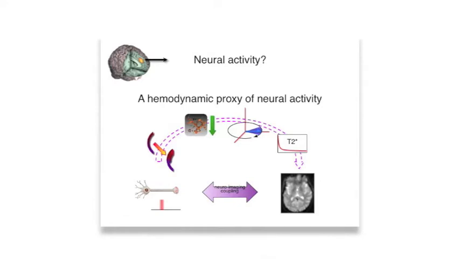So anything that messes with that system coupling is going to mess with our measure, right? So if for some reason you wanted to compare two groups of people, and one group had a systematically different pattern or form of blood flow response to a given change in neuronal activity, you could mistake a difference in blood flow coupling for a difference in neuronal activity between the groups.